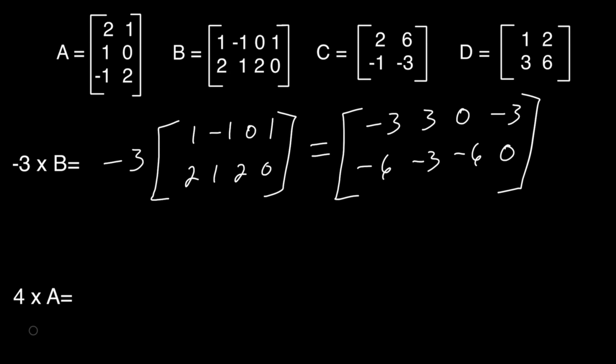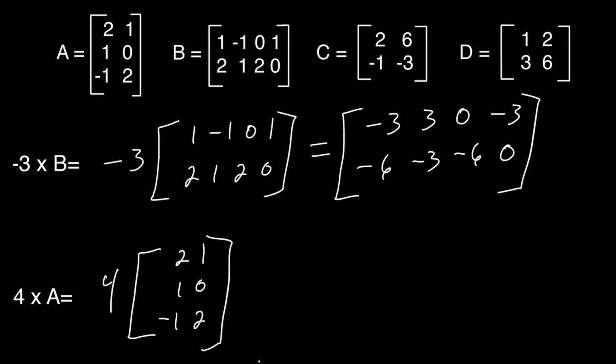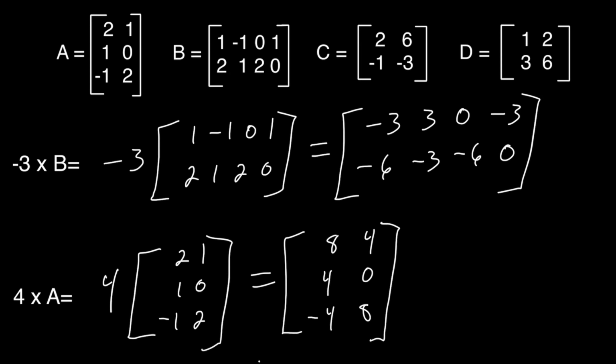All right, 4 times a. Okay, a is 2, 1, 1, 0, negative 1, and 2. So like we did last time, multiply it to every single number in there. So this is going to be 8, this is going to be 4, this is going to be 4, that's going to be 0, that's going to be negative 4, and then that's going to be 8. And this right over here is our solution to 4 times a.